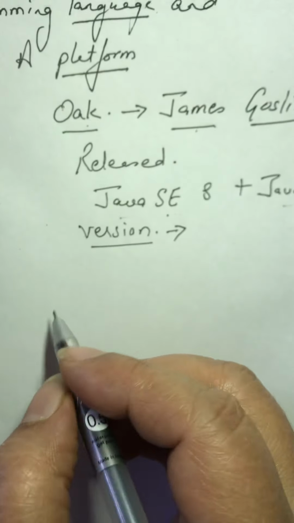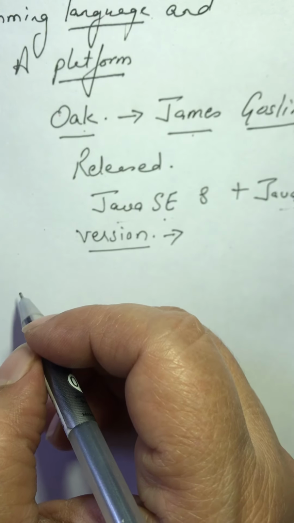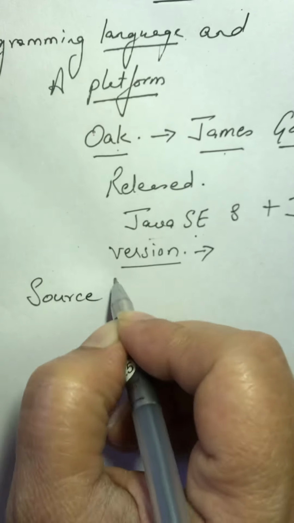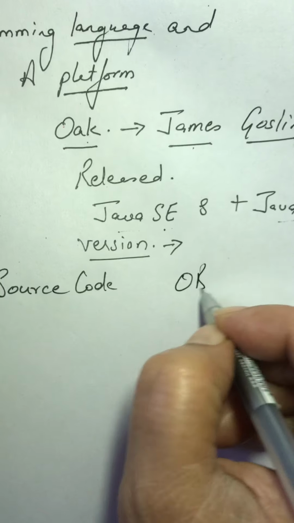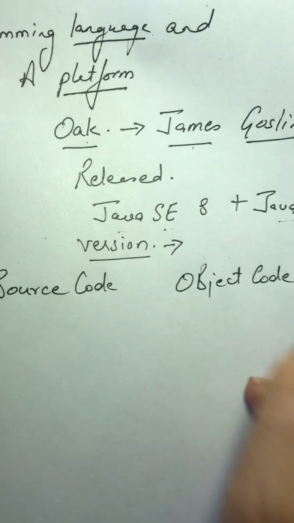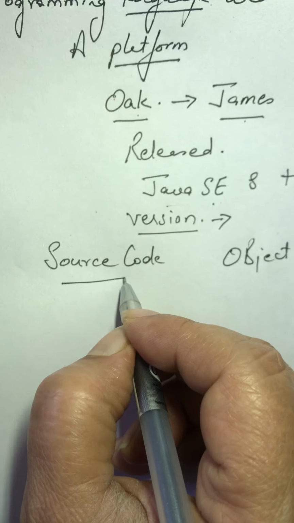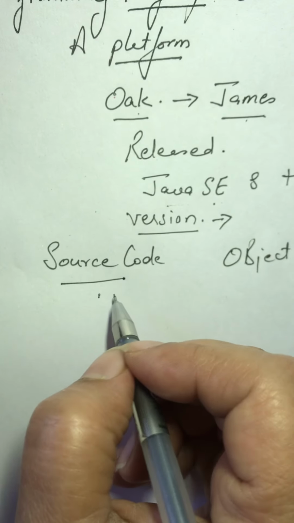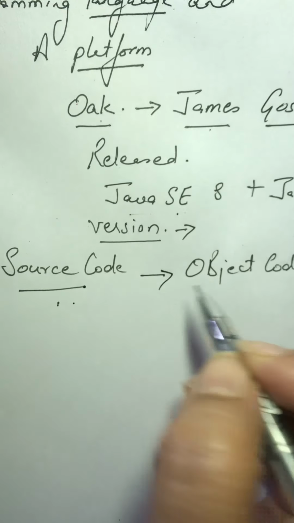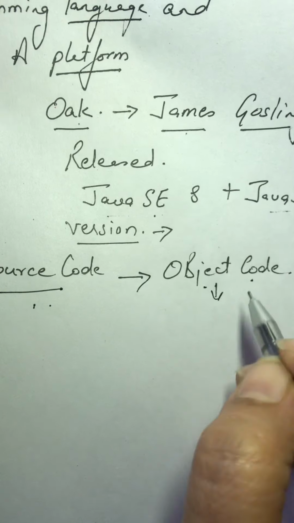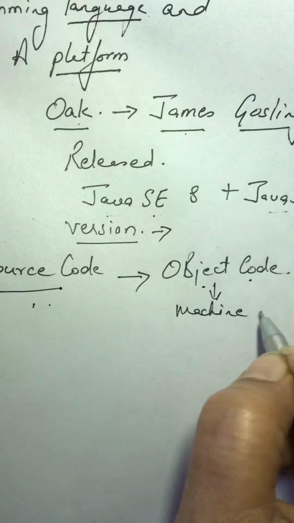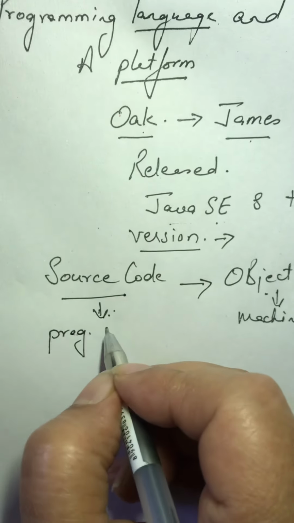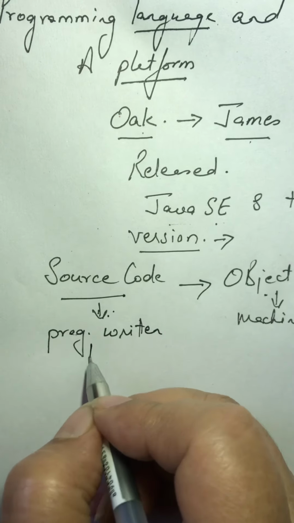Now, before we start anything, you need to understand certain terminology. Let's say I'm going to talk about source code, and I'm going to talk about object code. Source code is the code or the program which is written by the programmer. And then it has to be changed into object code. Object code is the machine language.